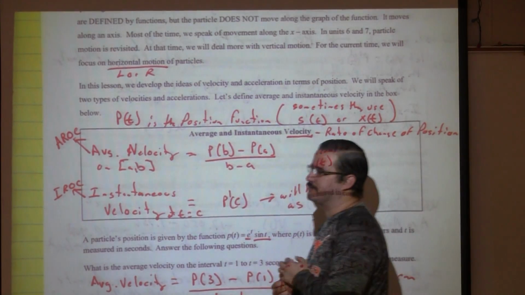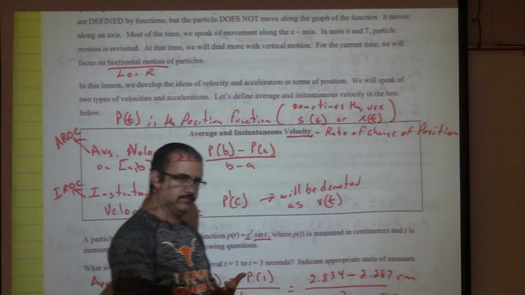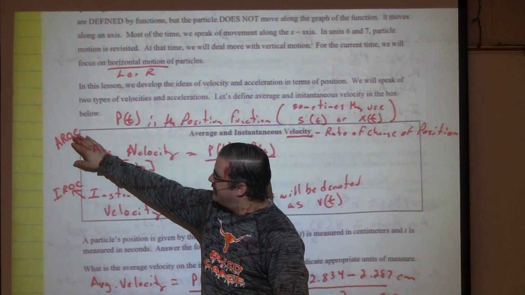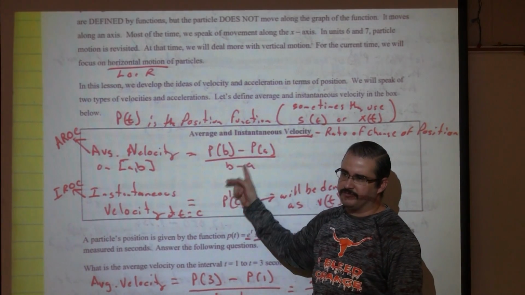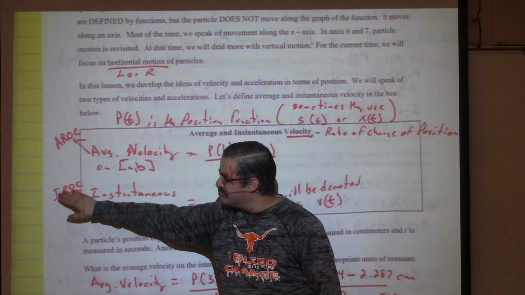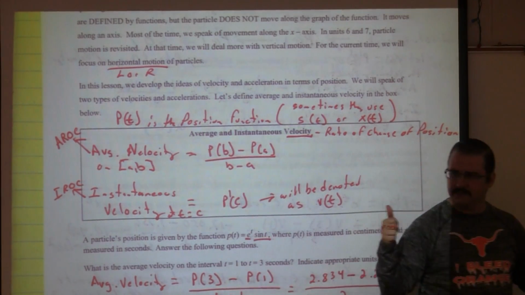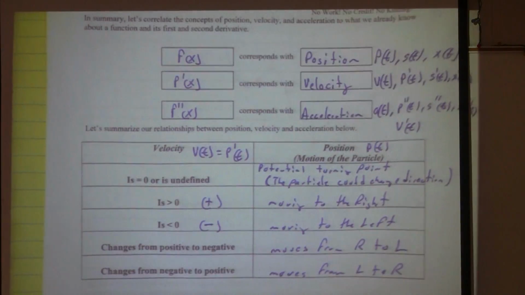If I ask for average rate of change or average velocity, that would be the average rate of change of what? Of the position. That's why I have to use the position function there to figure it out, right? If I look for instantaneous velocity, that's the instantaneous rate of change of position, or the first derivative of it. Yes? Good? Alright.